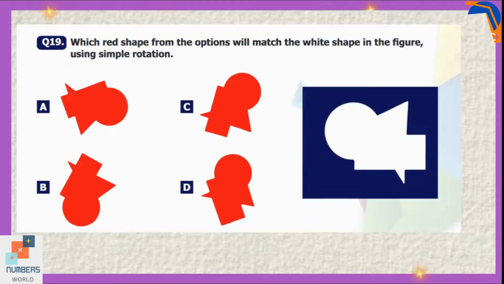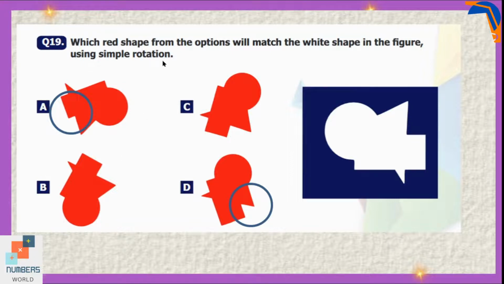Question number 19. Which red shape from the options will match the white shape in the figure using the simple rotation? So if we look at option A, the tail of this shape is quite different than the shape that is given in white color. And the corners of these 2 shapes are quite different. So we can't choose option A and D. We will focus on option B and C.